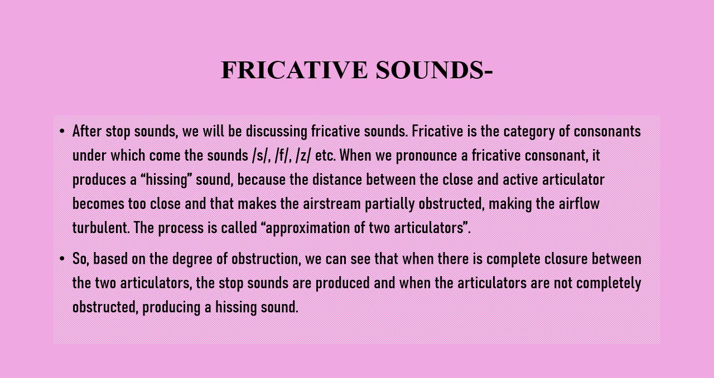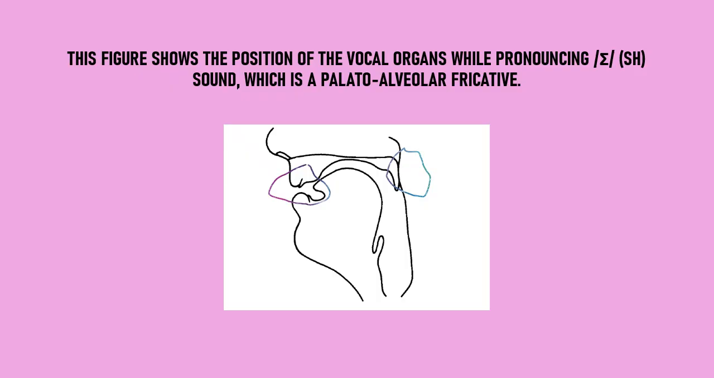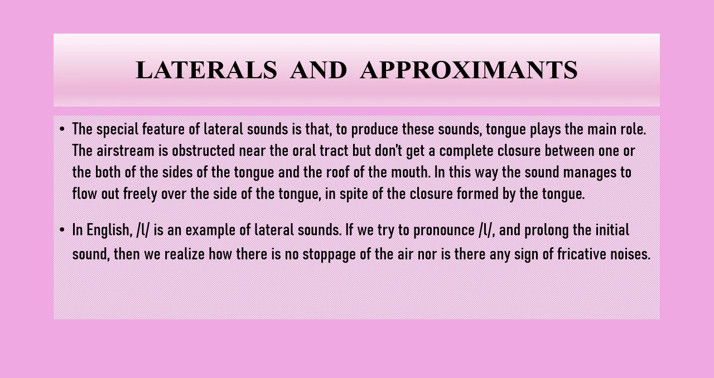Here, if we look properly, we can see the difference between stops and fricatives in the mark points. One of the mark points shows the narrowing at the alveolar ridge and the other one shows the positions of the articulators. This figure shows the position of the vocal organs while pronouncing the sh sound, which is a palato-alveolar fricative. In this figure, we can clearly notice the narrowing of the vocal tract between the tongue blade and the back part of the alveolar ridge.